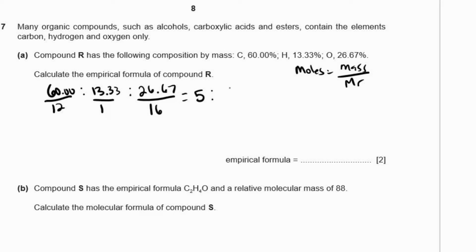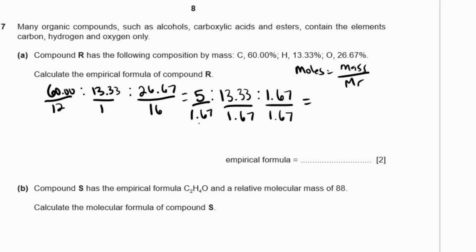13.33 divided by 1 is 13.33. And 26.67 divided by 16, that is 1.67. Okay, so if you take those, now you can divide by the smallest number. You need to divide by the smallest number of moles. So if you divide each one of those by 1.67, which is the smallest number, you get a new ratio.